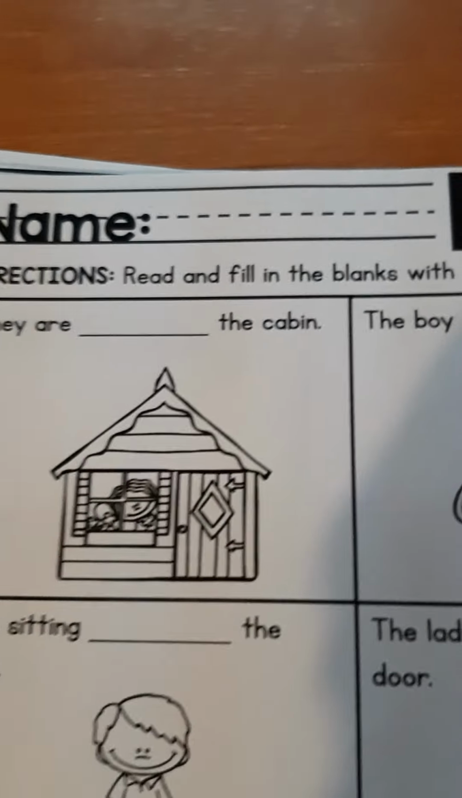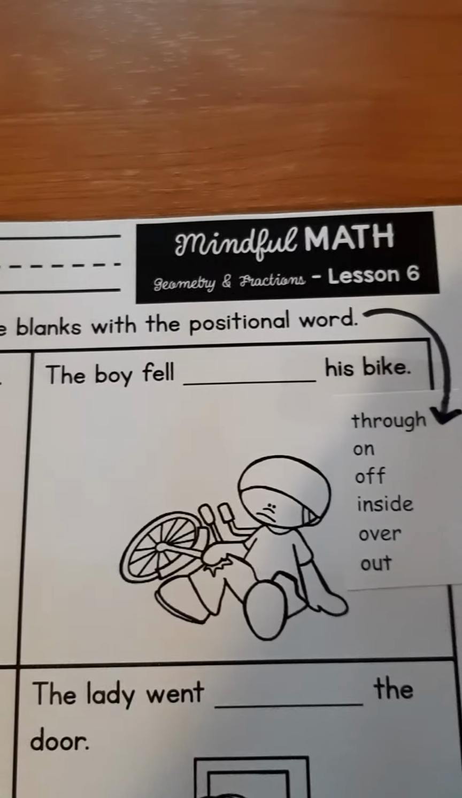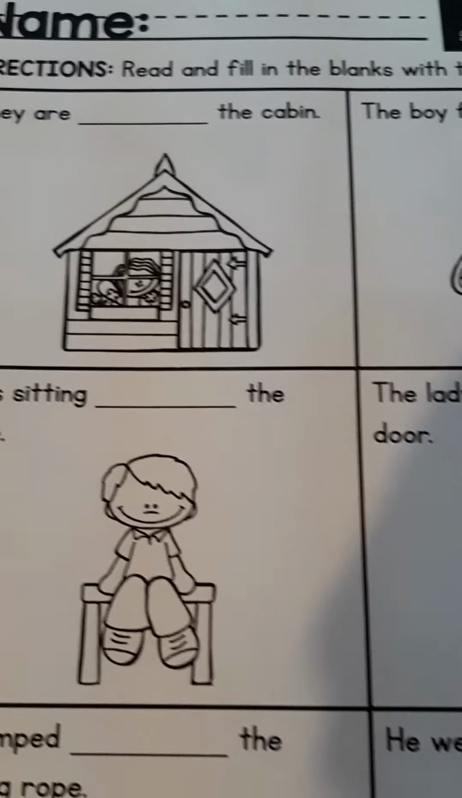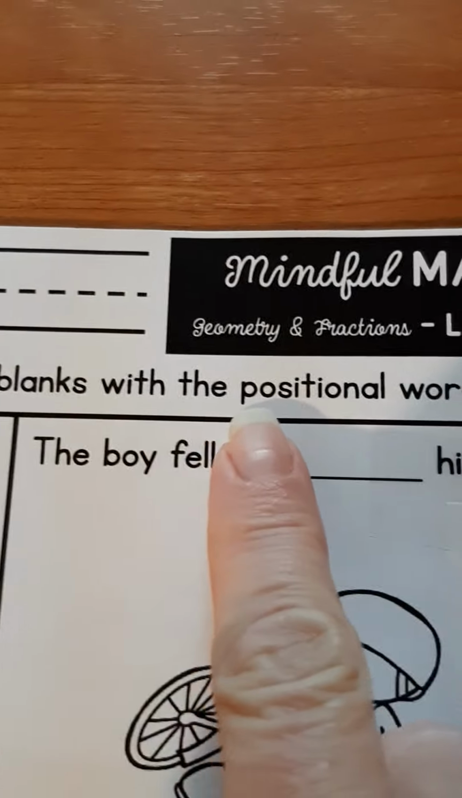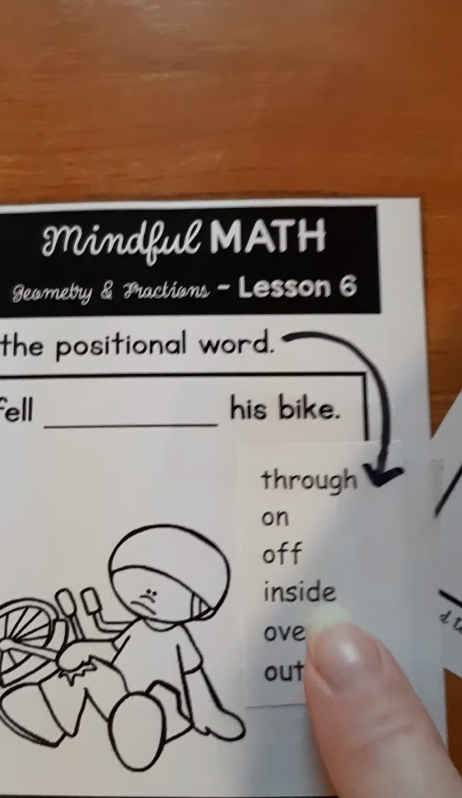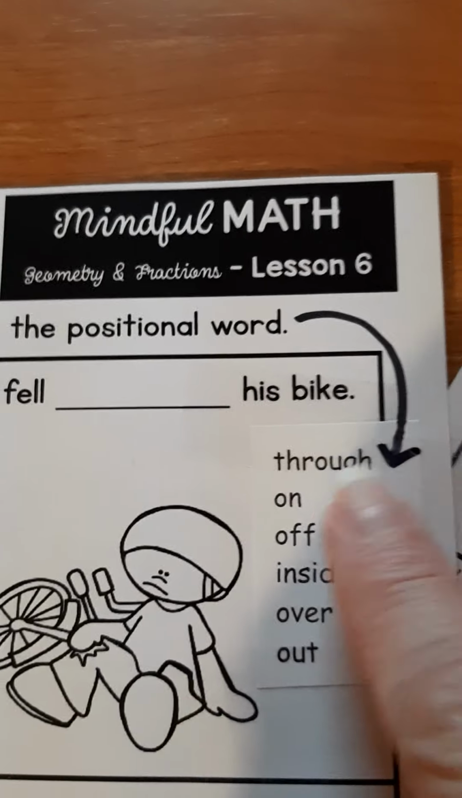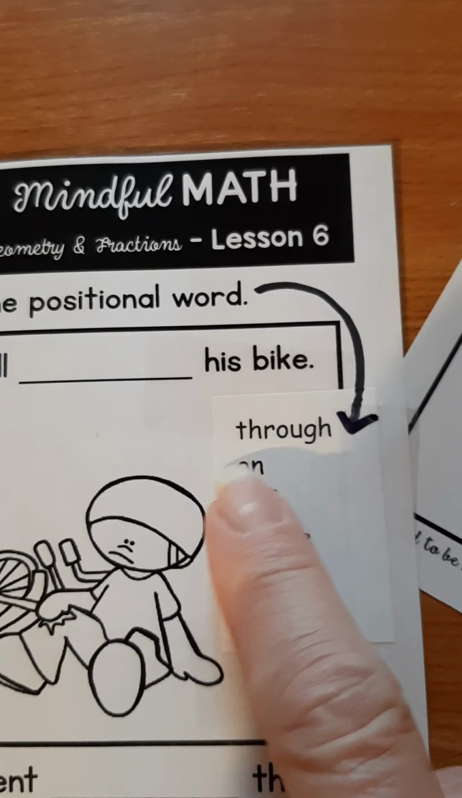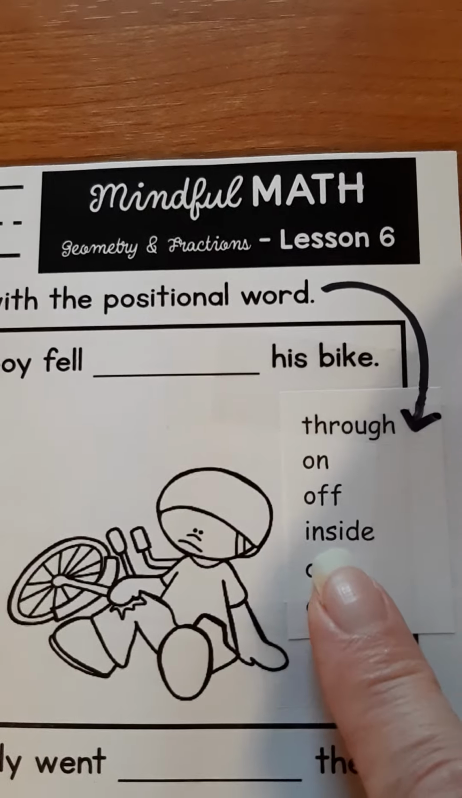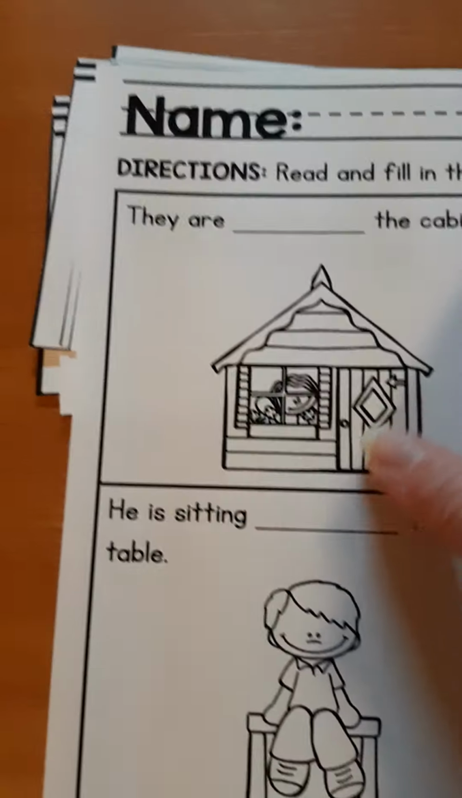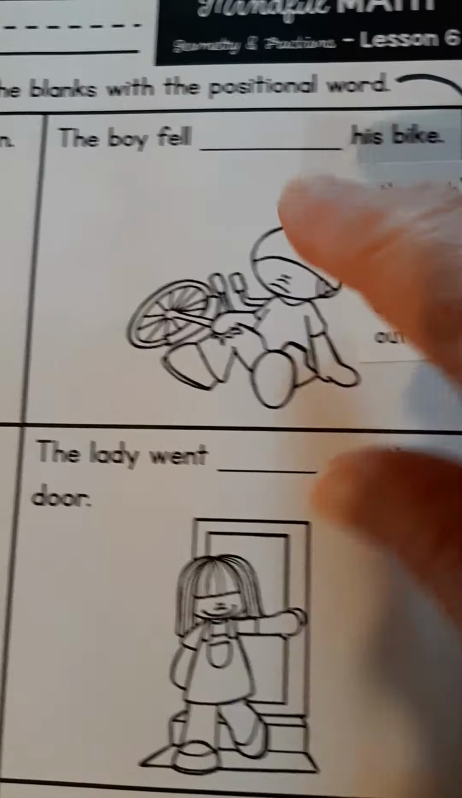Okay, so today for your seat work, what you have to do is write in the correct position word to explain where the person is in relation to the background. So this is what the directions say. Read and fill in the blanks with the positional word. And I actually gave you a list of positional words on each page. So here you're going to use through, on, off, inside, over, and out. So you have to use those words to explain the position of the person in the picture. Okay, and make sure you write it on the blank.